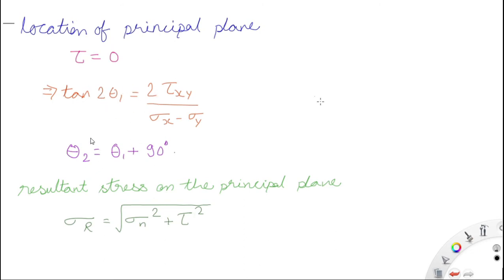Now the resultant stress in the principal plane is sigma r, equal to the square root of sigma n squared plus tau squared, because both are perpendicular to each other and both are components of sigma r. This is for one principal plane. For the other principal plane, it will be the square root of sigma n dash squared plus tau squared.